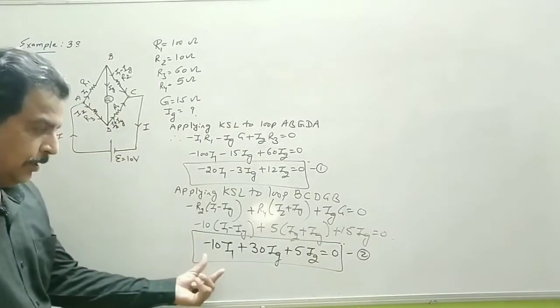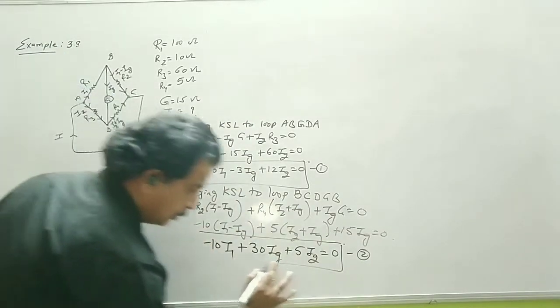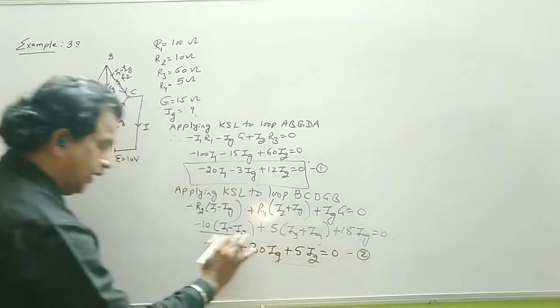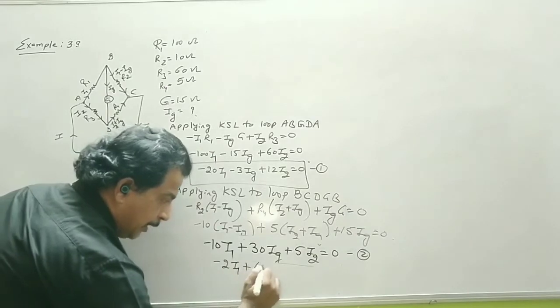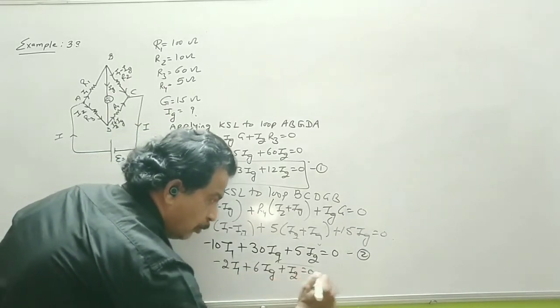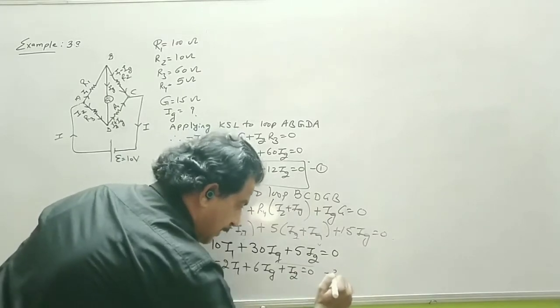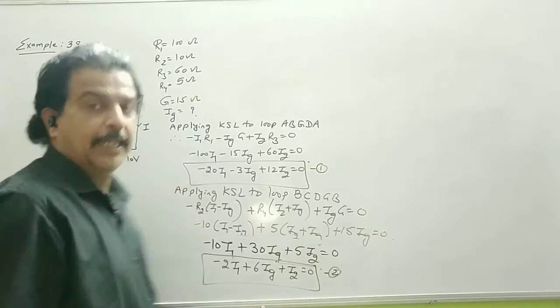Now let us divide this equation by 5 also. It becomes minus 2 I1 plus 6 IG plus I2 is equal to 0. So we name this as equation number 2. This is the second equation.